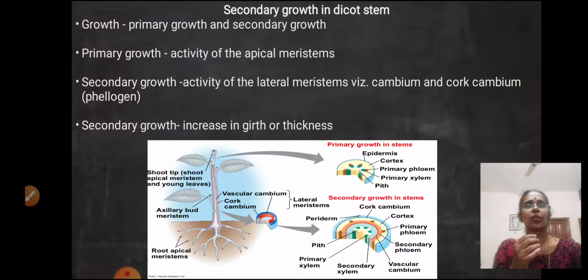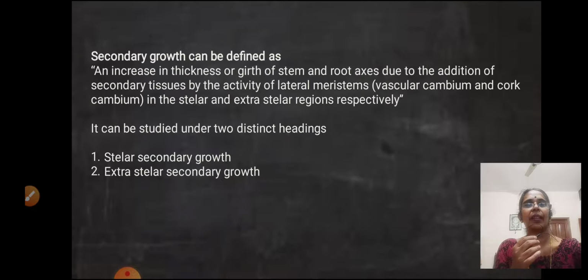Primary growth is due to the activity of the apical meristem. Secondary growth is due to the activity of the lateral meristems, namely the cambium and Cork Cambium, otherwise called Phellogen. So secondary growth can be defined as an increase in thickness or girth of the stem and root axis due to the addition of secondary tissues by the activity of lateral meristems in the stellar and the extrastellar regions respectively.